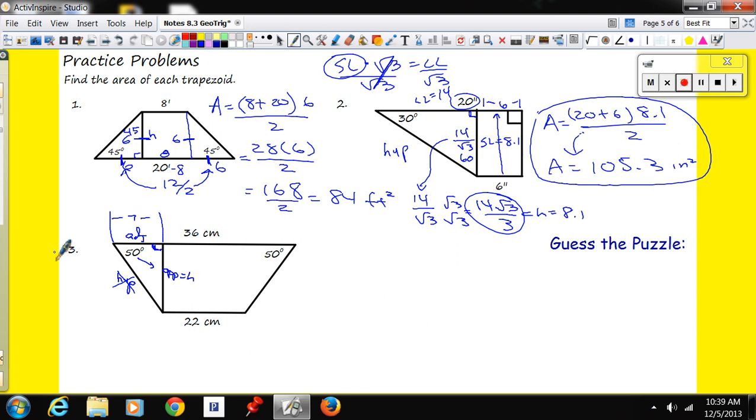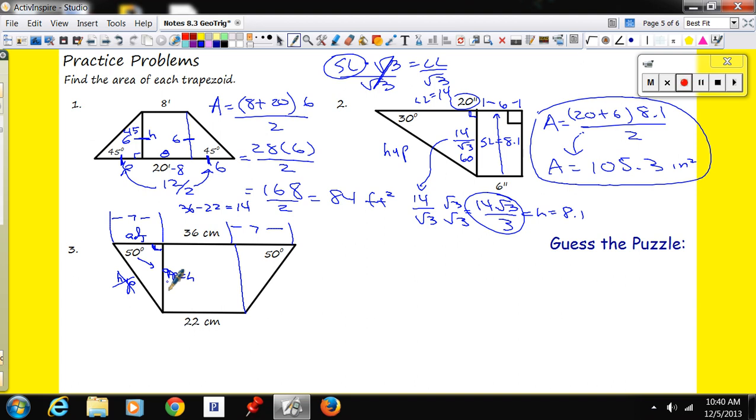It's 7 because what's 36 minus 22? Yeah, 36 minus 22 is 14. So these two pieces have to add up to 14, and they have to equal each other because they're both 50-degree angles. So they both must be 7s. Because 7 plus the 22 would give me the 36 on the whole top.